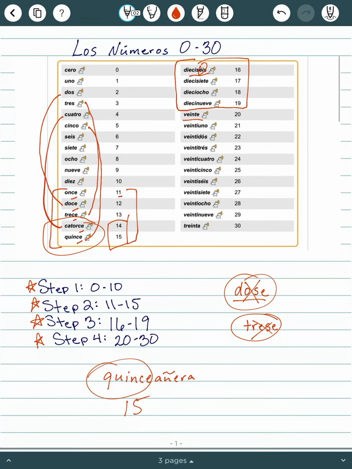So one more time with your steps. Step 1, 0 through 10. Step 2, 11 through 15. Step 3, 16 through 19. And step 4, 20 through 30. Now with 30, there's a whole different pattern, so don't try to do what we've already done with the 20s. It's just slightly different, but very similar.